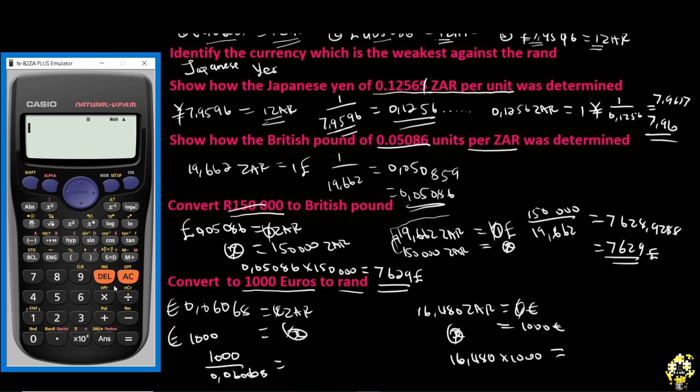So let's come to our calculator and just say 1,000 divided by 0.06068. You actually get 16,479.89. Let's round it off to the whole number: 16,480 South African rands. Let's come to this one. When you say 16.480 multiplied by 1,000, it's the same.